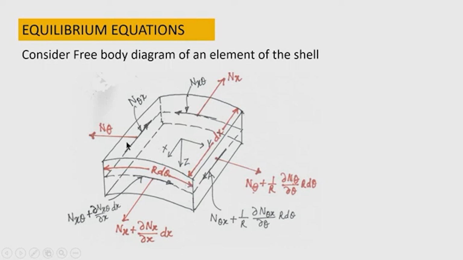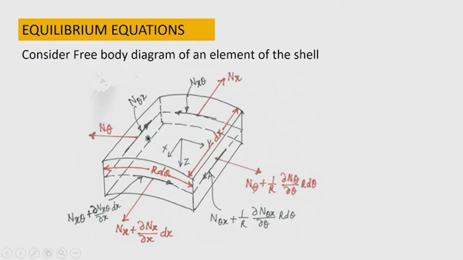Now, let me see the forces in the other edges. At one edge the circumferential force is n theta, at the opposite edge the circumferential force is n theta plus 1 by r d n theta by d theta into r d theta. How does this quantity come? You can see the variation is within the length of r d theta. So, therefore, d n theta by r d theta is taken and the length over which it varies is r d theta. So, it is multiplied by r d theta.